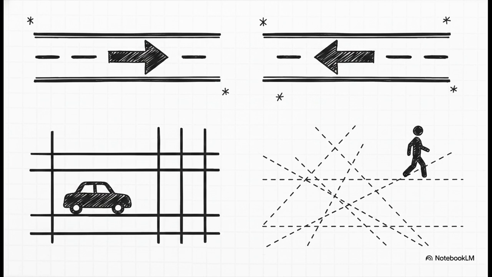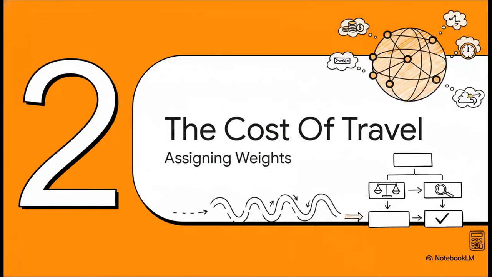Plus, they're multimodal. If you tap walking on your app, you're instantly put onto a completely separate multimodal graph. A pedestrian walkway exists as a perfectly fine edge on the walking graph, but it basically doesn't exist on the driving graph. All right, moving right along to section 2, the cost of travel.